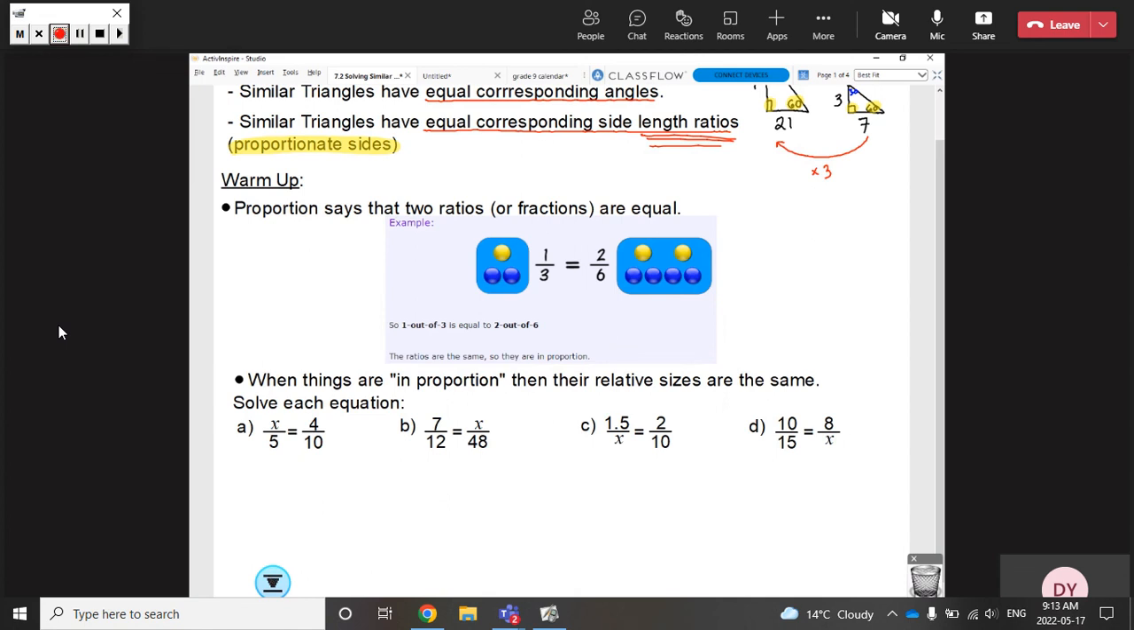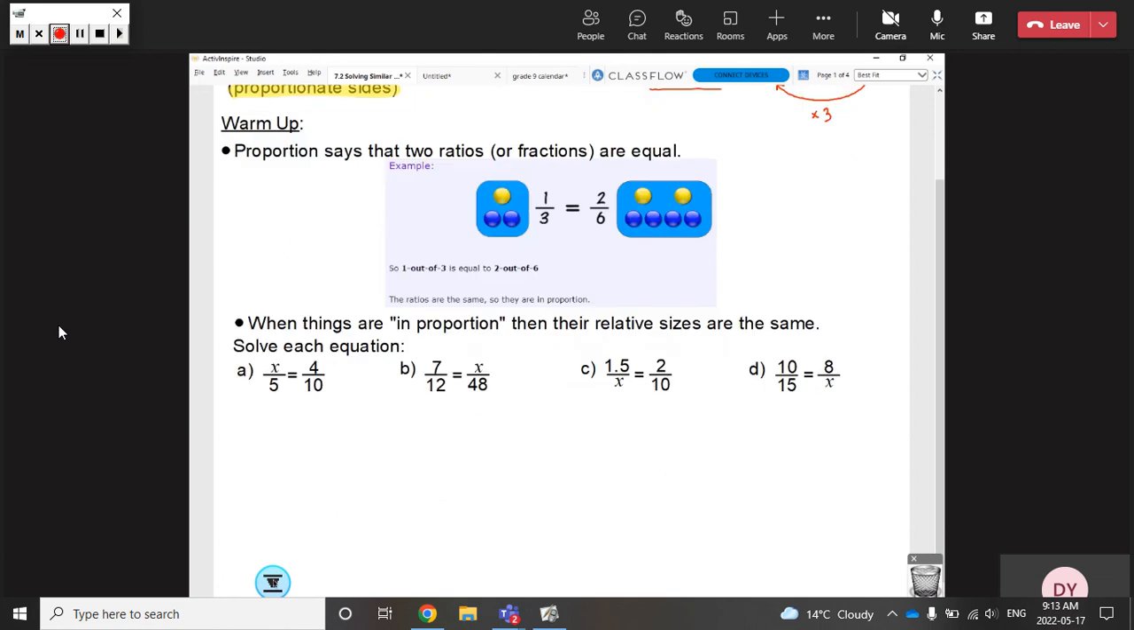So you may have done this in grade 9. I know my grade 9s have been doing it a lot recently, at least. But when we're solving proportions, do you remember, we've got to solve for x. Now, this is a proportion. This is saying x divided by something is equal to 4 divided by 10. So we're right here.